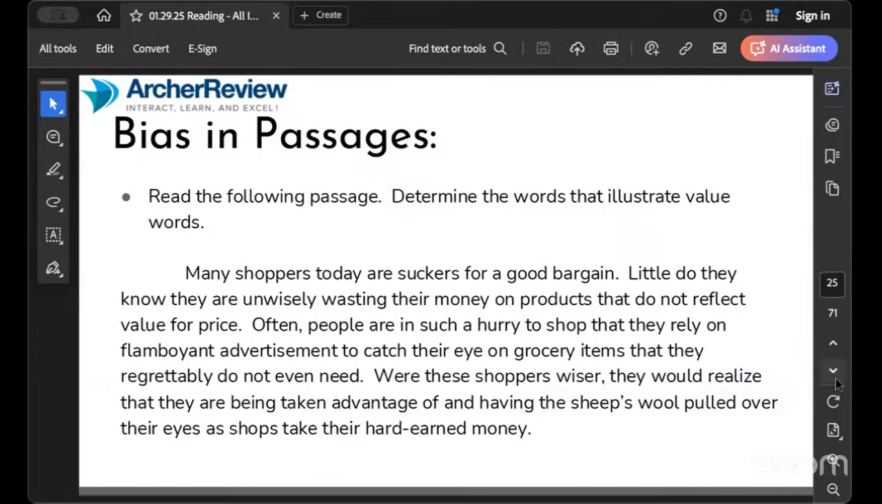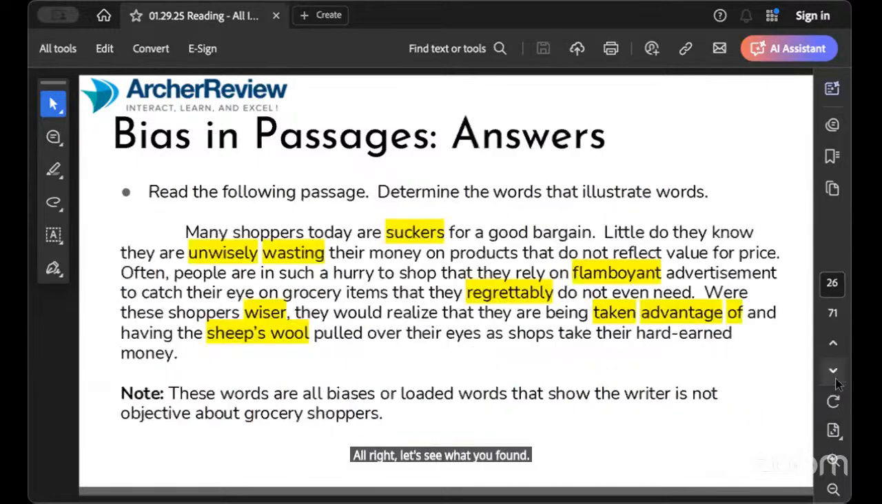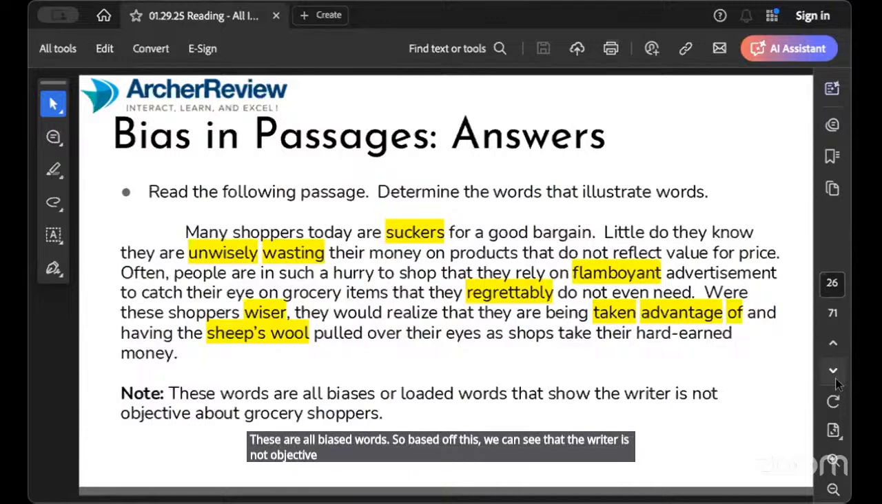All right, let's see what you found. Ooh. So, suckers, unwisely, wasting, flamboyant, regrettable, wiser, sheep's wool, taken advantage of. These are all biased words. So, based off this, we can see that the writer is not objective about grocery shoppers. Okay?